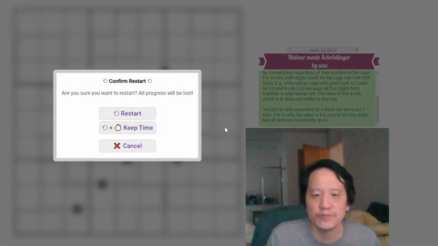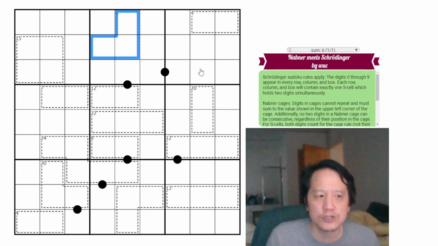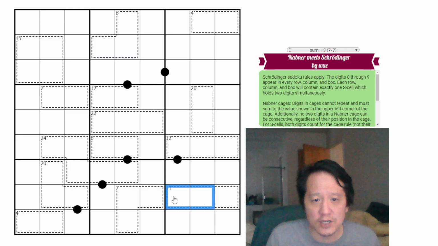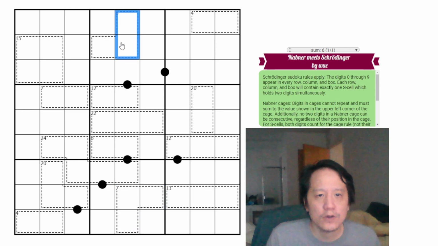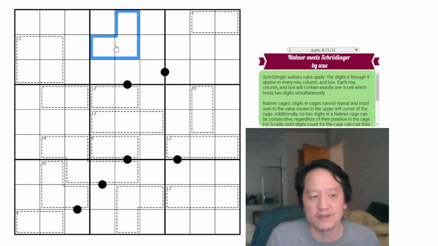So let's go. Okay. So one thing is that immediately in the Nabner cage, you cannot have consecutive digits in the cage. So the longer the cage, the more interesting it's going to be, right? So for this, normally in a killer cage with normal Sudoku rules, not Schrödinger rules, this would have to be 1, 2, 3. But that doesn't satisfy the Nabner cage. So that's not possible there.